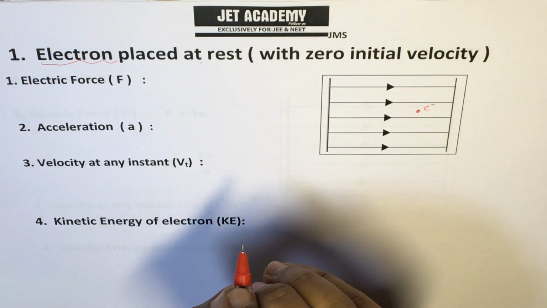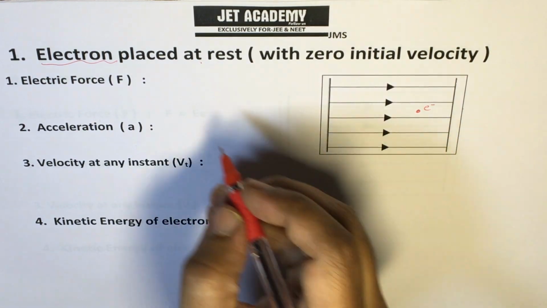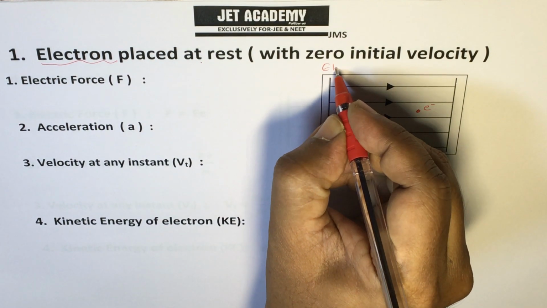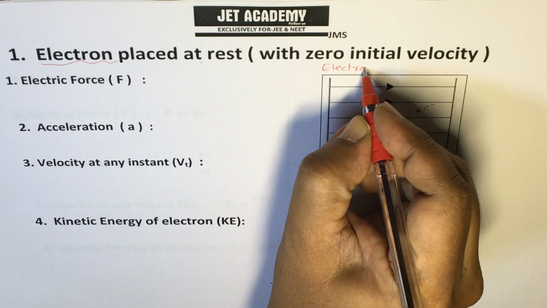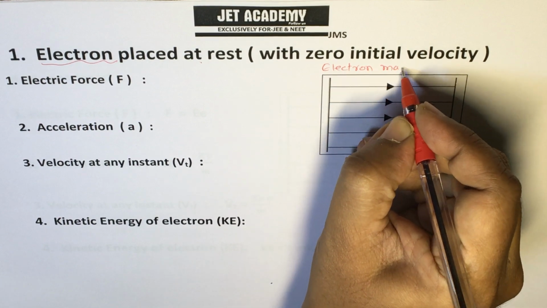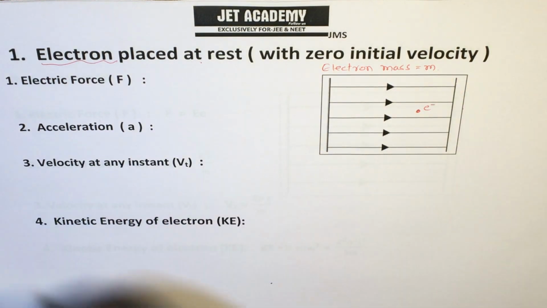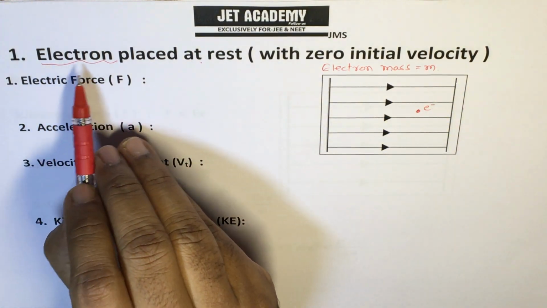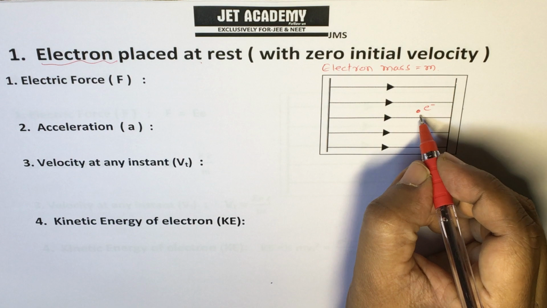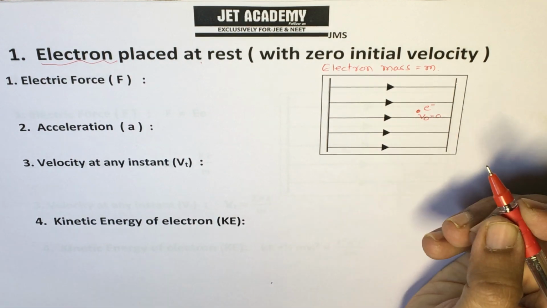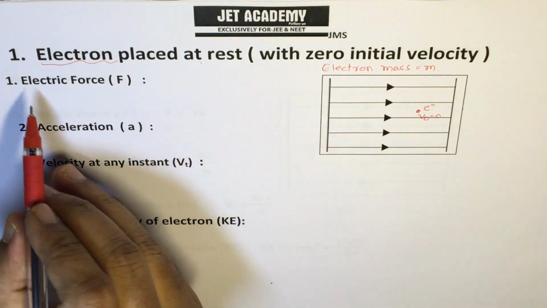and it has a mass. The mass of the electron, I am going to represent it by small m, the electron mass. Then placed at rest, then V naught is going to be 0. This is the situation. We have to find the electric force.